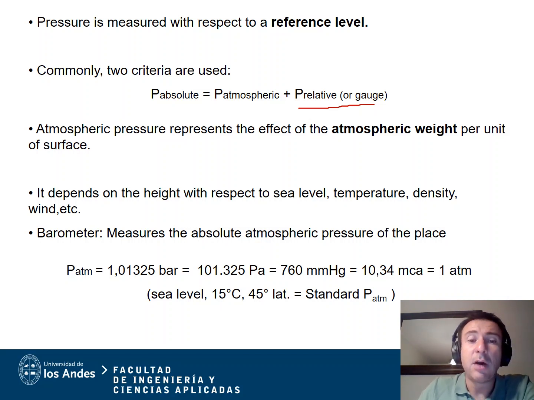1.01325 bar, 101,325 pascals or 101 kilopascals, 760 millimeters of mercury, 10.34 meters of water column, or basically the easiest, 1 atmosphere. This is the measurement at sea level when the temperature is 15 degrees Celsius at a place in the world that is at 45 degrees latitude. This is what is known as the standard atmospheric pressure. Let me erase this here.